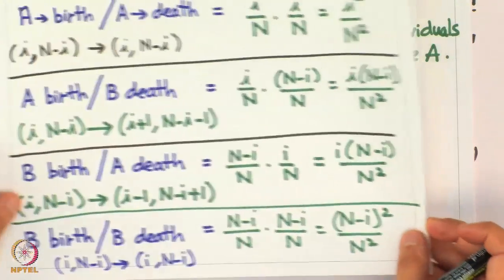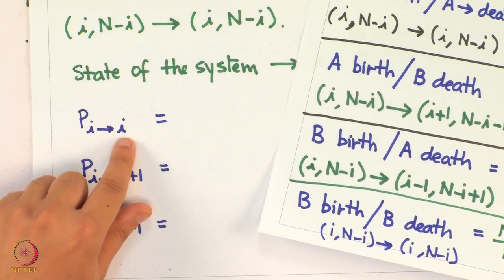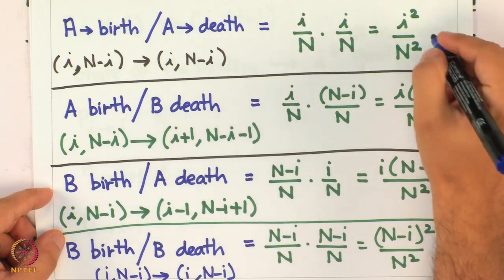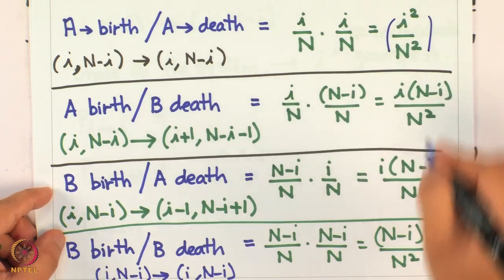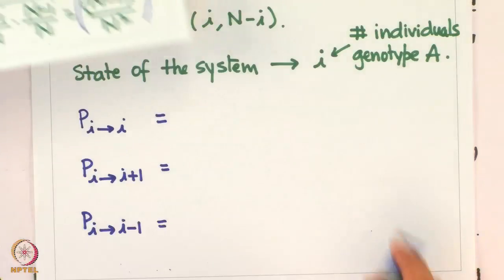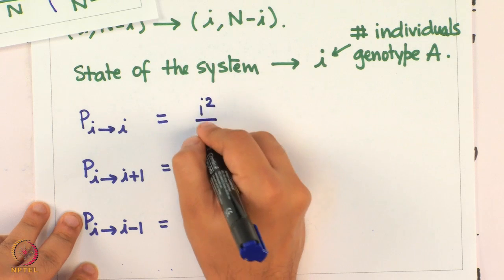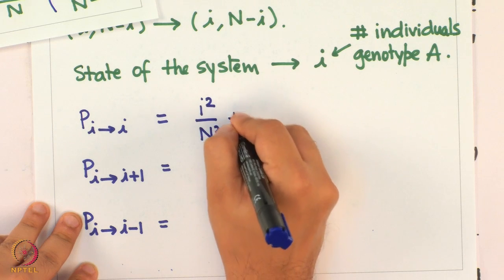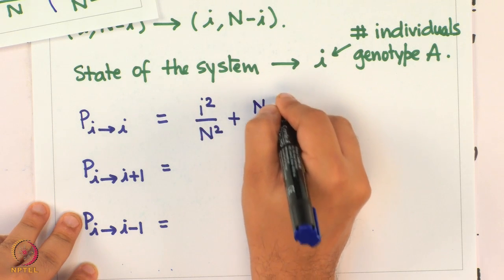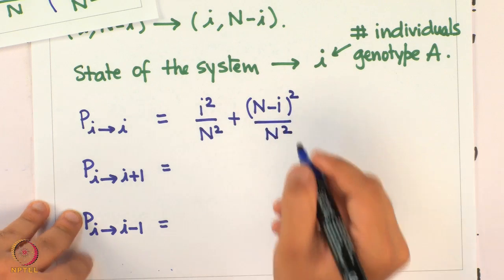So the probability that the system started from I and remained at I after delta t time is going to be represented by this probability plus this probability, because both these options represent that the state of the system doesn't change. So this equals, I'm just going to write the pi to I here, I square by n square plus n minus I square by n square.